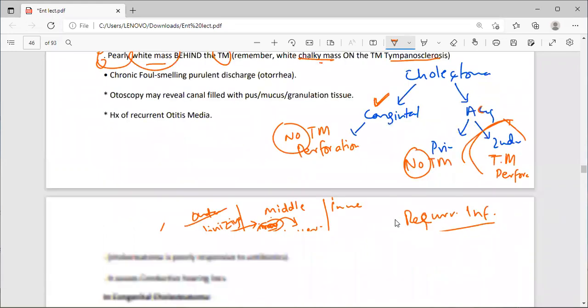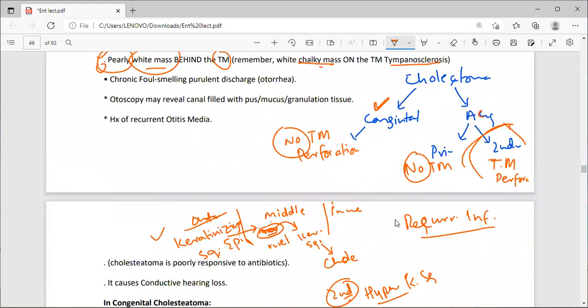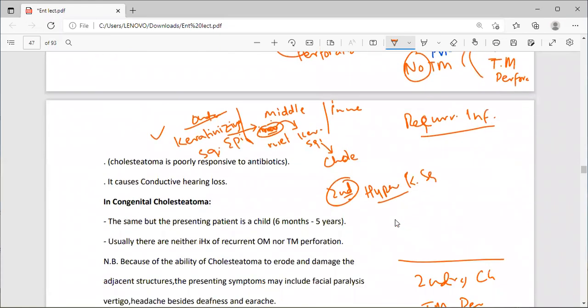Okay. So chronic foul smelling purulent discharge will be there. This is called otorrhea. Otoscopy may reveal ear canals with pus, mucus, granulation tissue. This is what is causing the destruction all over. So there will be a history of recurrent otitis media. And so cholesteatoma is poorly responsive to antibiotics. It is very dangerous. It can cause conductive hearing loss. Why? Because I told you it will destroy all the ossicles.